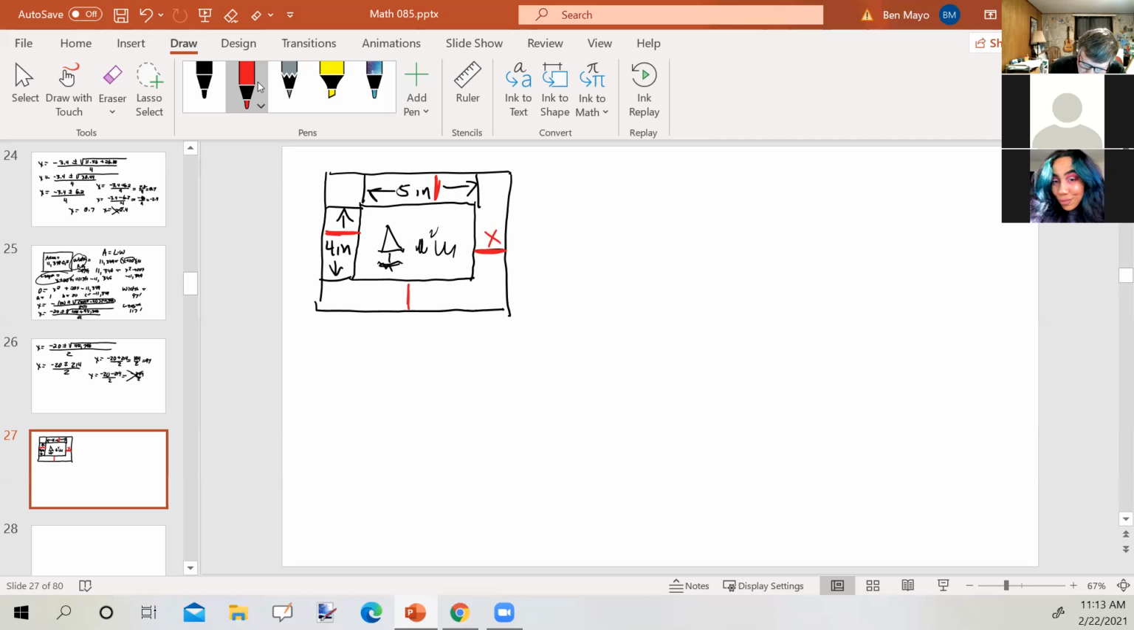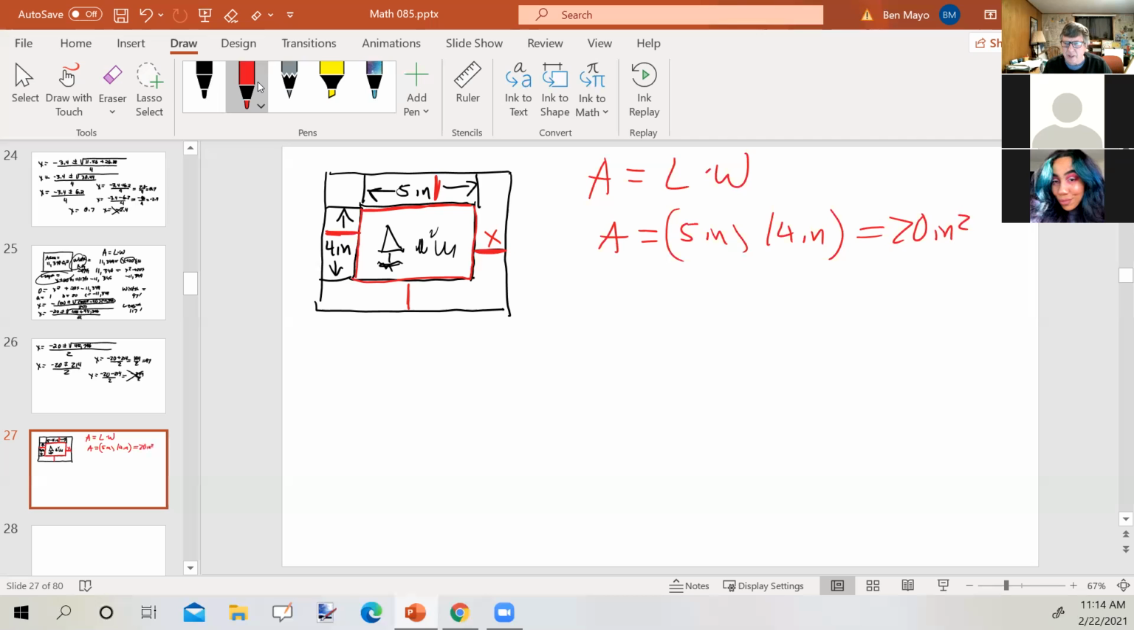Okay, can you see that the dimensions of the picture are 5 inches by 4 inches, which would be 20 square inches? Is everybody clear on that? Okay, now it also says the area of the matting equals the area of the picture. So the picture is 20 square inches. The matting is also 20 square inches. Okay.